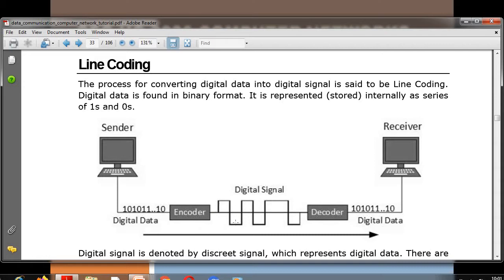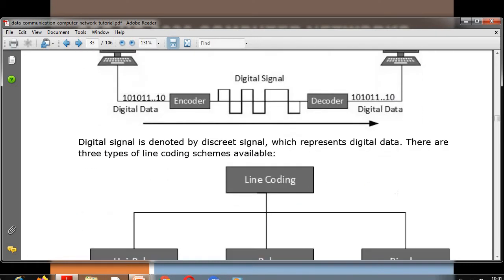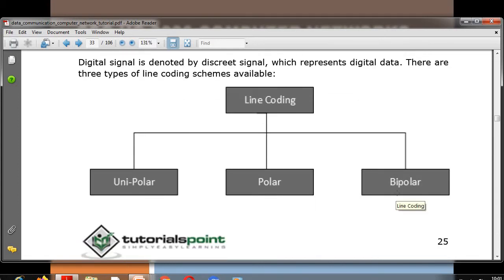So these are the signals: 1, 0, again 1, 0, 1, 0, in this way, and the decoder will again convert the digital signals into digital data. So this is the receiver. In this way, the digital signal is denoted by a discrete signal which represents digital data. There are three types of line coding schemes available: unipolar, polar and bipolar.